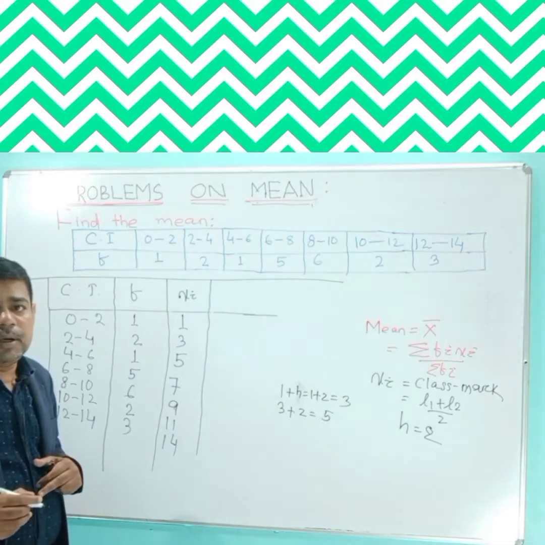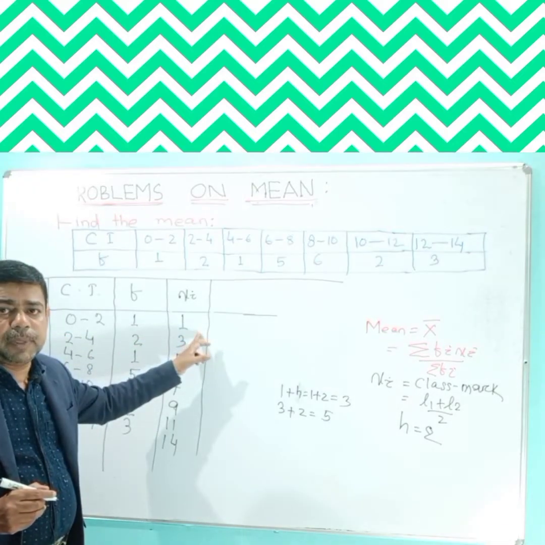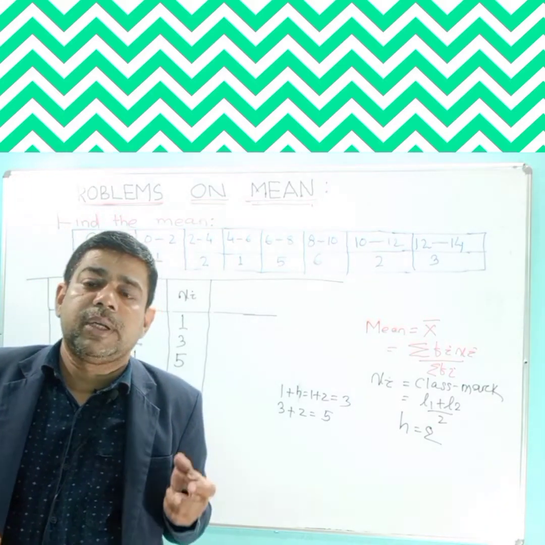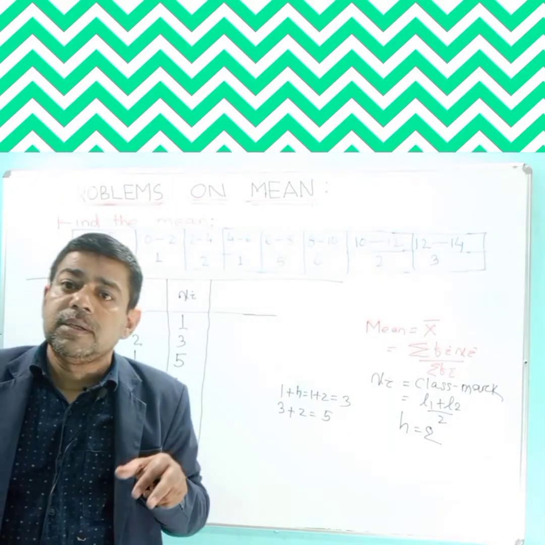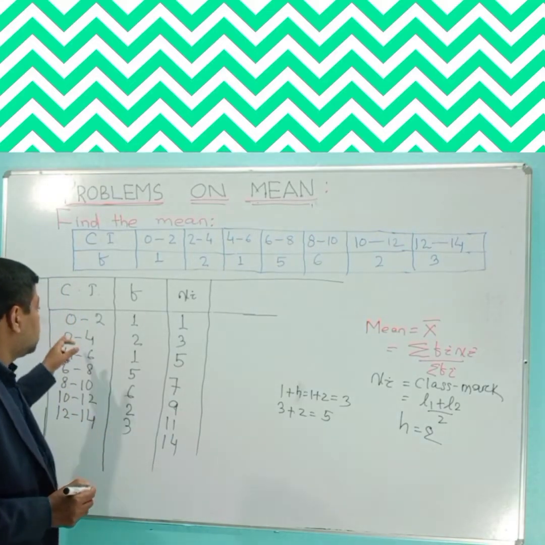This is how you can find the class mark: by finding the class mark of the first class interval, and by adding the class size to the previous class mark, we can get the class mark of the next class interval, right? Understand? Is it clear?